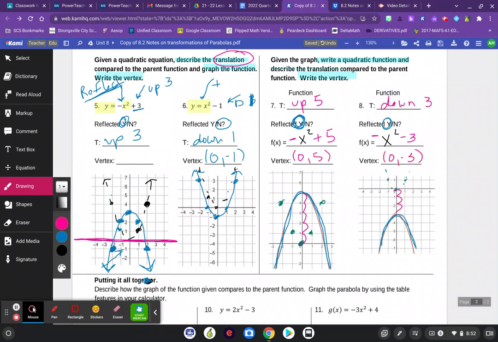Okay, so it looks like this also was a reflection of the parent function since my graph is upside down. It also looks like compared to the parent function vertex of 0, 0, my vertex has been shifted down 3. And so I have a function that says f of x equals negative for the reflection, x squared minus 3, which is my vertex at 0, -3.